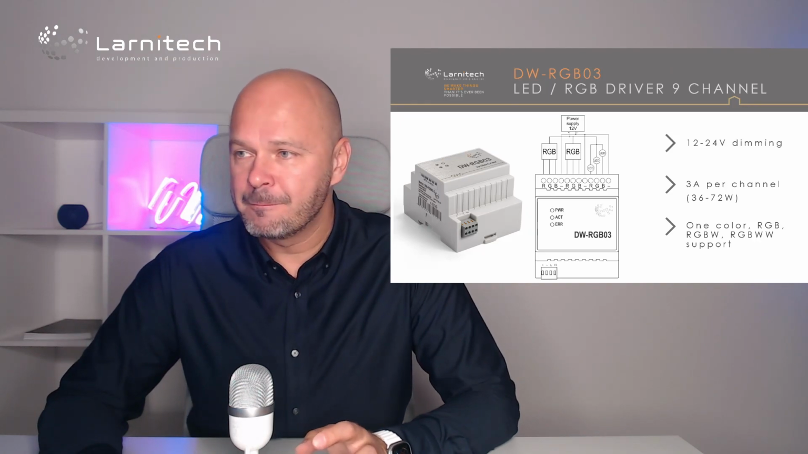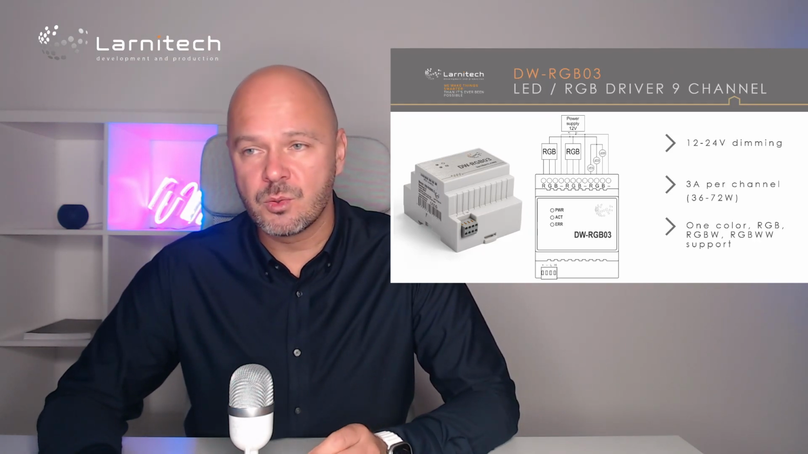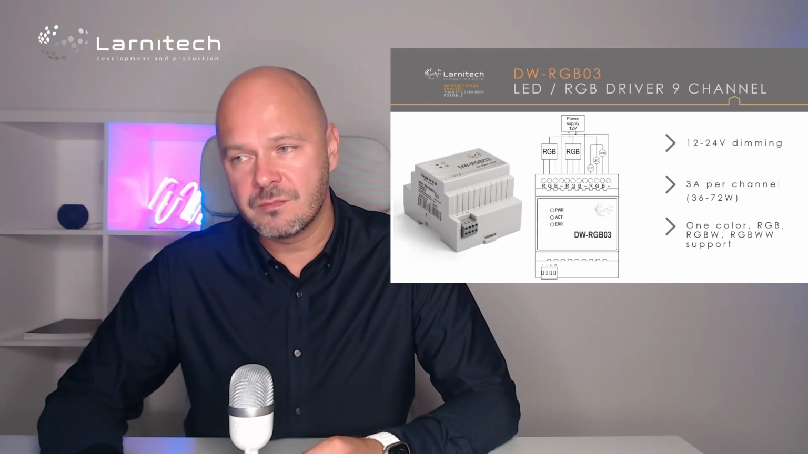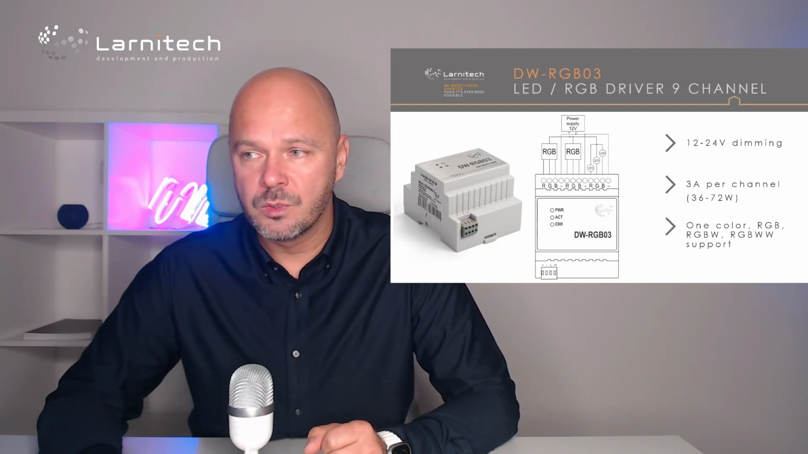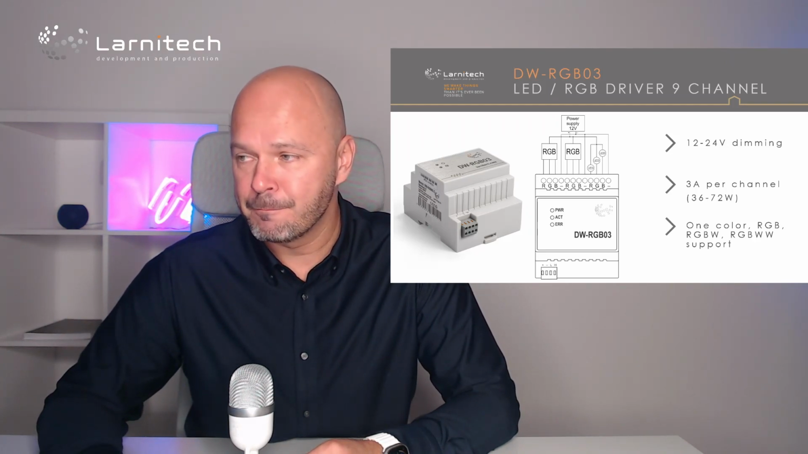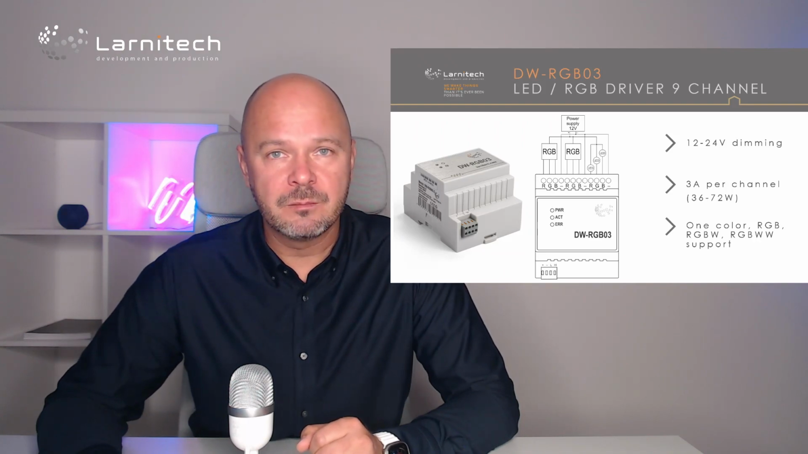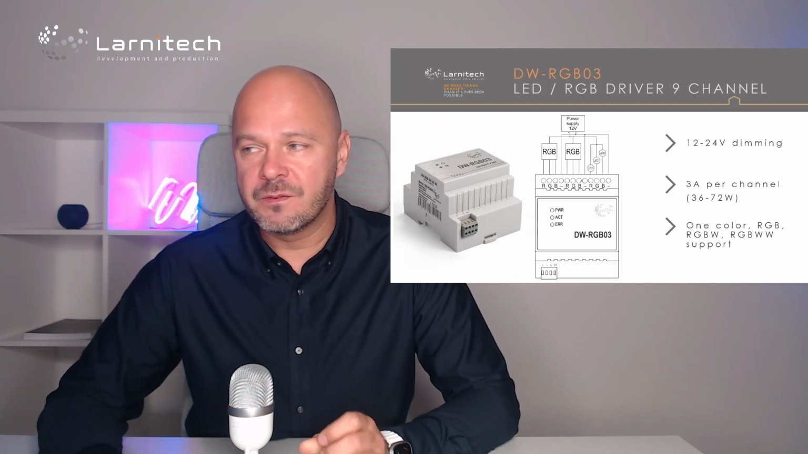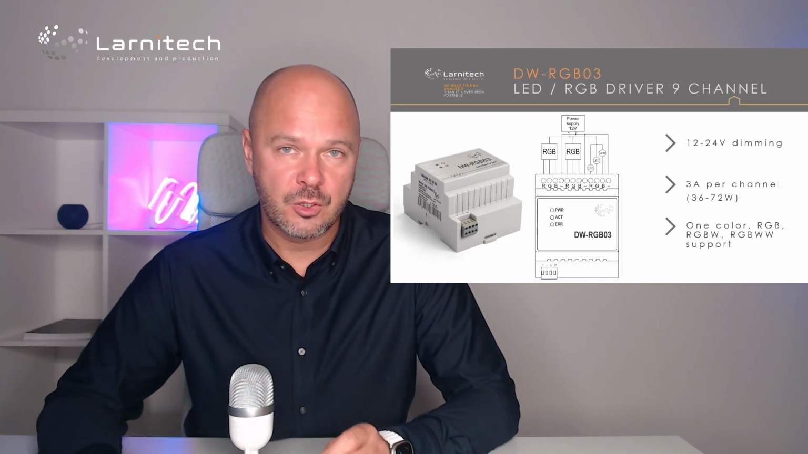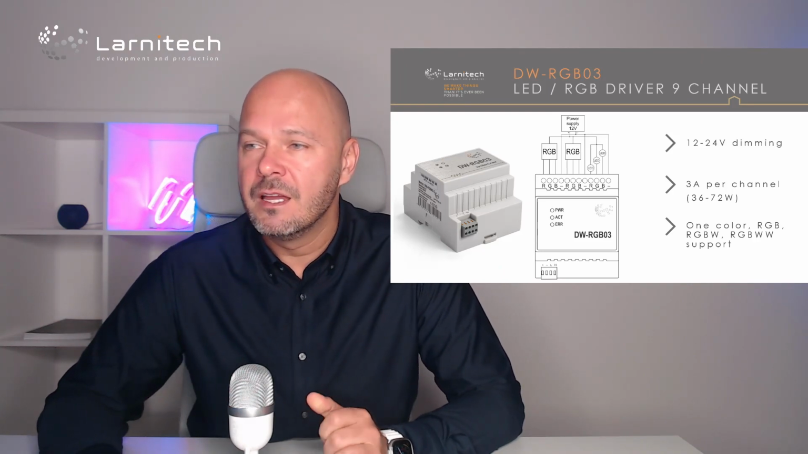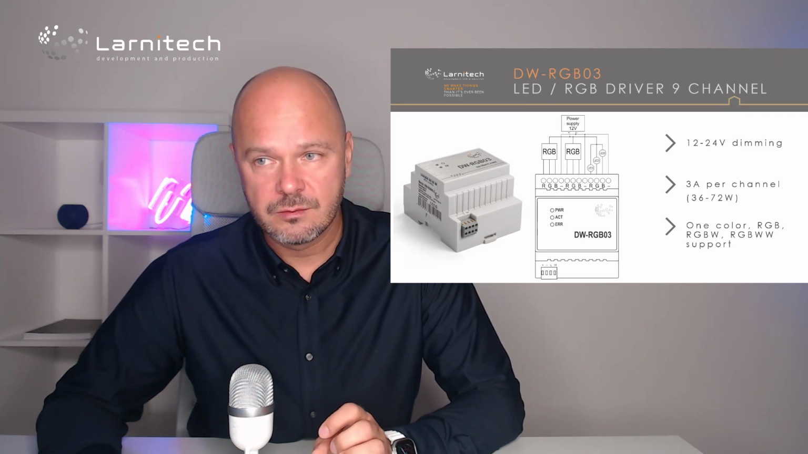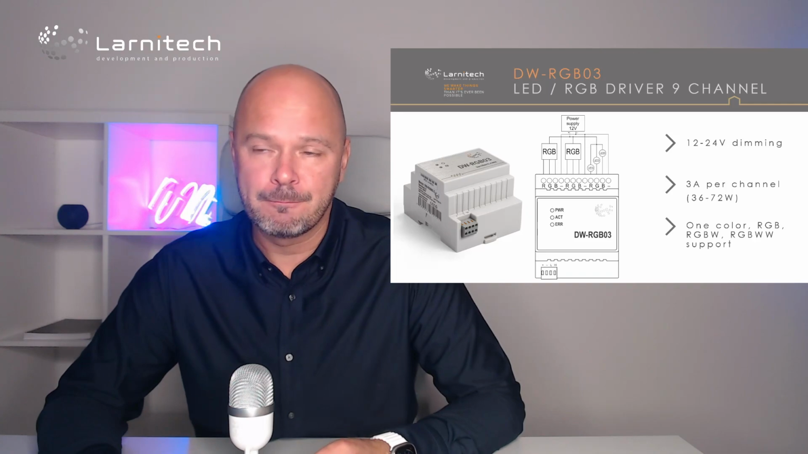It dims 12 volts up to 24 volts. So if you have LEDs with 12 to 24 volts, you will be able to dim them with this device. Each channel can be up to 3 amps. And if you have 3 amps for 12 volts, you will have 36 watts per channel. And if you have 24 volts, then it will be 72 watts per channel. So not more than this.